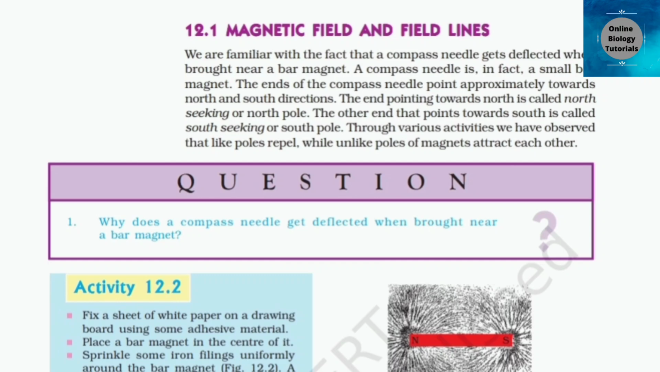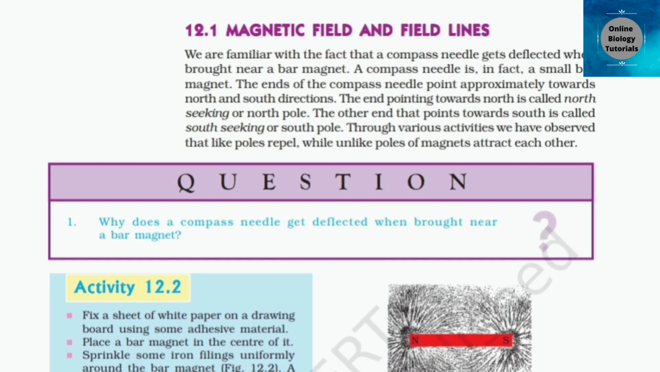12.1 Magnetic field and field lines. We are familiar with the fact that a compass needle gets deflected when brought near a bar magnet. A compass needle is, in fact, a small bar magnet. The ends of the compass needle point approximately towards north and south directions. The end pointing towards north is called north-seeking or north pole. The other end that points towards south is called south-seeking or south pole. Through various activities we have observed that like poles repel while unlike poles of magnets attract each other. Question. Why does a compass needle get deflected when brought near a bar magnet?